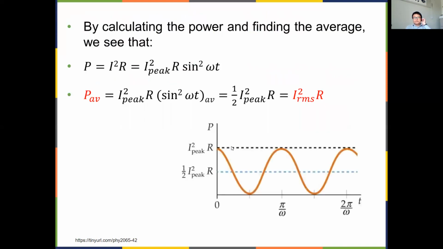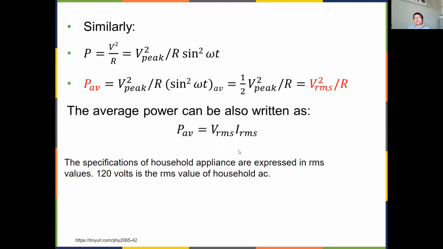So we took a look at the power consumed by a resistor in an AC circuit. If you use root mean square quantities, power is equal to the root mean square current squared times R, or you can write it as the root mean square voltage squared divided by R. Another expression is V root mean square times I root mean square. Basically, those are similar to the expressions V squared over R, I squared times R, and V times I when we have a DC circuit.